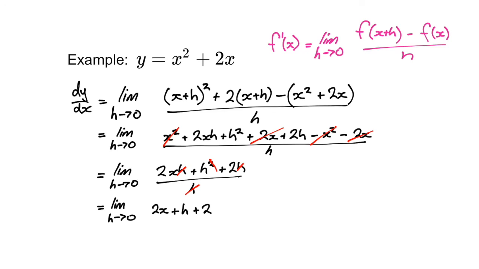Now when we're taking the limit, we're just looking at when h is heading towards 0. So in our equation here, if we just write h as being equal to 0, it'll just disappear. So our derivative, when h becomes 0, is just going to be equal to 2x plus 2. And that's how we find the derivative from first principles of our equation, y is equal to x squared plus 2x. Our derivative, dy dx, is equal to 2x plus 2.